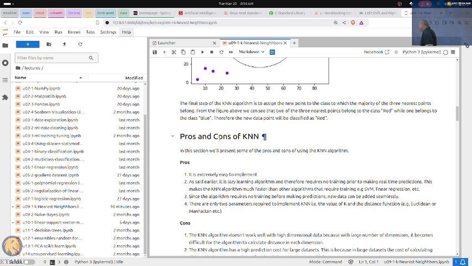So KNN, there's no training. If I have new data, I just add that to the database, and it just has an impact on the back end when I'm trying to make predictions.